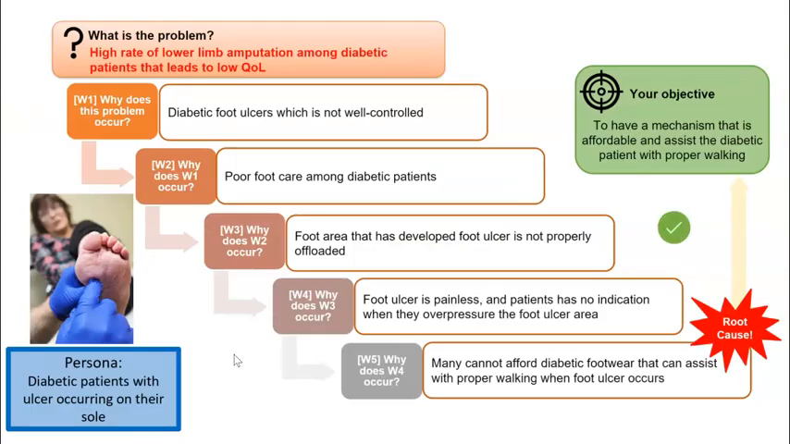Let us look into another example, which is the high rate of lower limb amputation among diabetic patients that leads to low quality of life. This problem is experienced by diabetic patients with ulcers occurring on their sole. So now let us look into the jobs to be done and also the pains that are experienced by these diabetic patients.